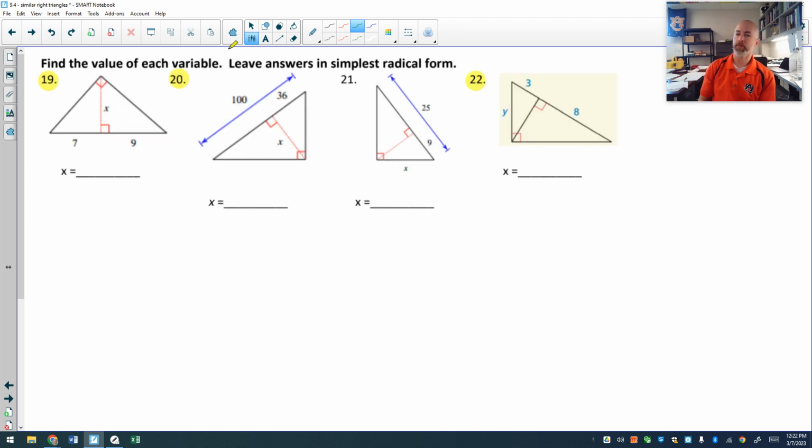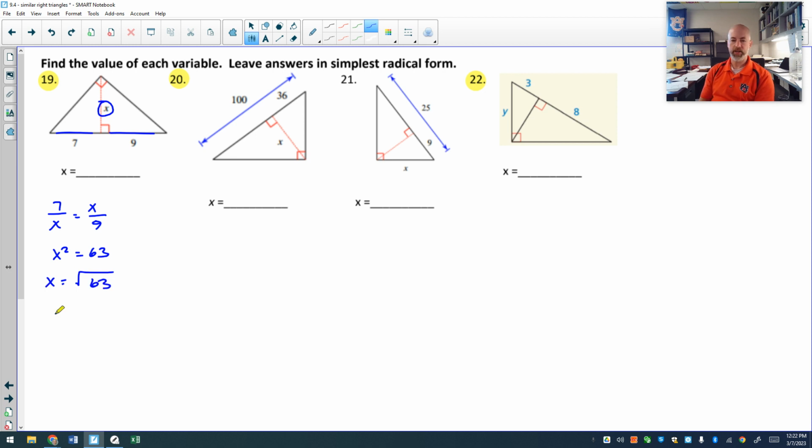Okay, let's put a couple of these into practice. We're solving for X in these. Well, number 22, we're solving for Y. And so X, I notice we have the altitude, and the altitude is the geometric mean of the two pieces of the hypotenuse that the altitude creates. And so I would say 7 over X equals X over 9. X squared is equal to 7 times 9, which is 63. X would be the square root of 63.